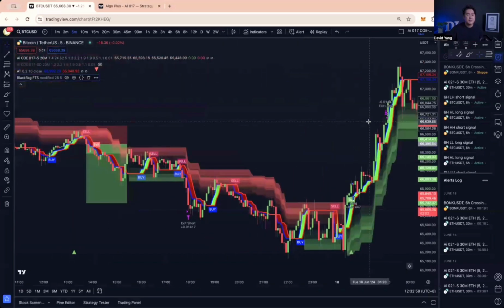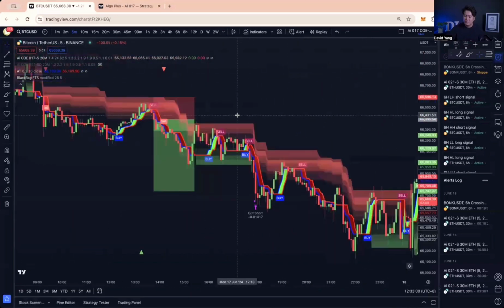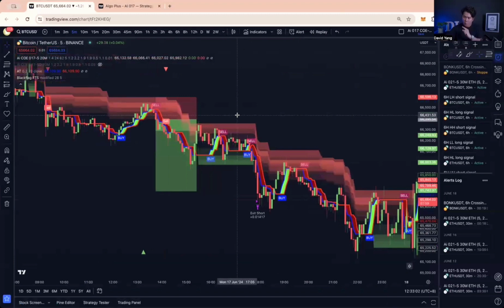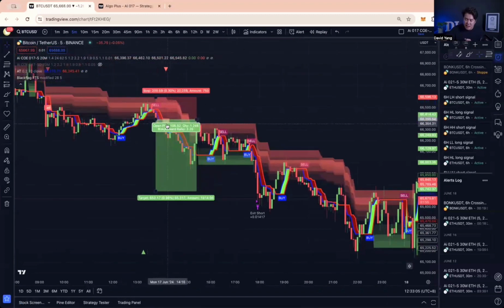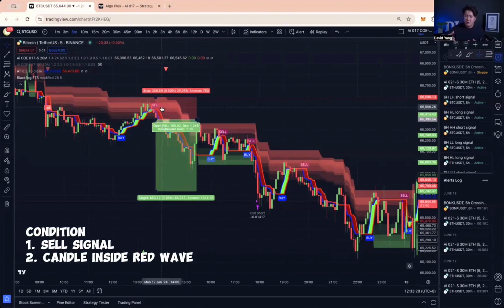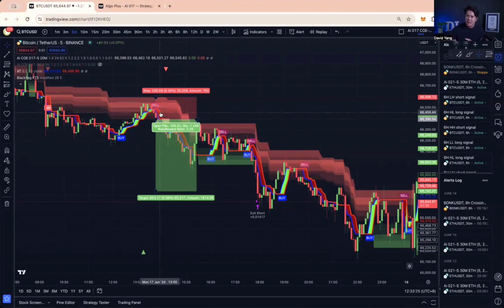First, how do we start making trades? You need to wait for two conditions. Number one, when the sell signal tells you that you need to short, you need to wait for a second confirmation, which means that the candle itself must be inside the red color wave. If you want to go for short, you must be inside the red color wave. If it's outside the red color wave, you don't make this decision, you don't short. So there are two conditions.